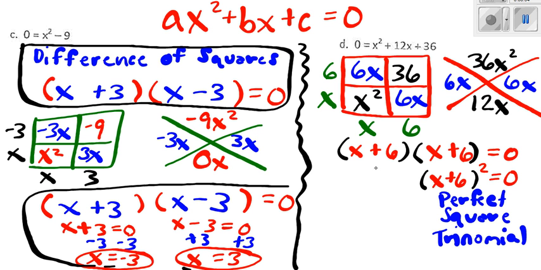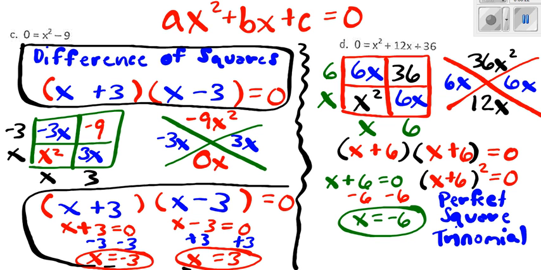Now, we know that both factors are the same, so we only have to solve it once. We've got x plus 6 equals 0. So we're going to subtract 6 from each side of our equation, and we get x equals negative 6. So our final answer is x equals negative 6. Both roots give us x equals negative 6. It means that this parabola only touches the x-axis once at a location of x equals negative 6.